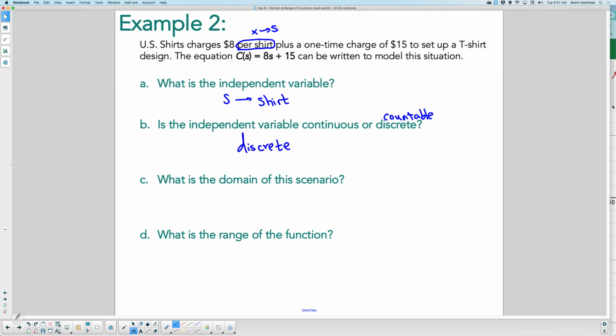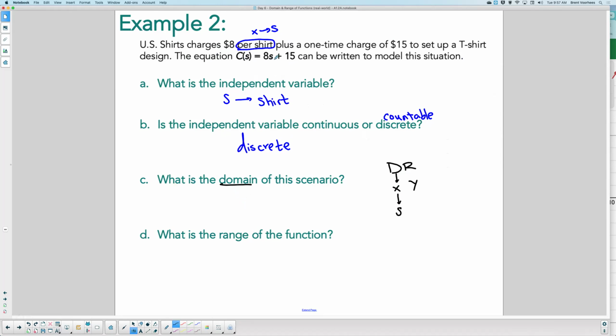So now, what is the domain? Remember, domain, we say doctor, XY. The domain means X. Well, in this problem, it would mean S. The shirts. What's the smallest number of shirts? What's the largest number of shirts? Okay, if we're charging $8 per shirt and a one-time charge of $15 to set up a t-shirt design, this can be written to model a situation.